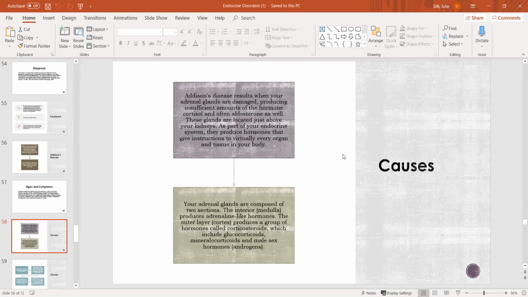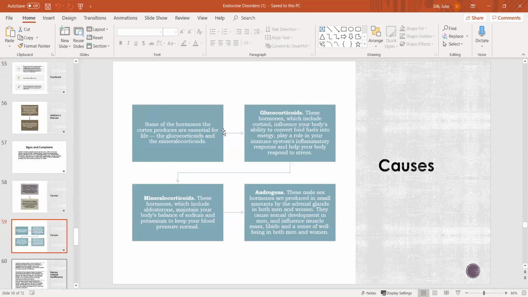Some of the causes of Addison's disease would be that maybe your adrenal glands are damaged for some reason, so they're not producing enough of the hormone because they're damaged. Some of the hormones that the cortex produces are essential for life, like the glucocorticoids and mineralocorticoids that we were talking about. So that cortex part of the adrenal gland, which is towards the outside, if you are not having enough of some of those, that's what gives you your symptoms. And this explains that a little bit more.